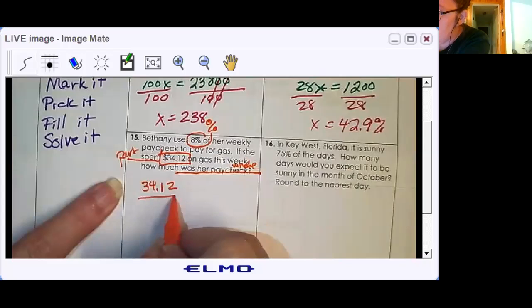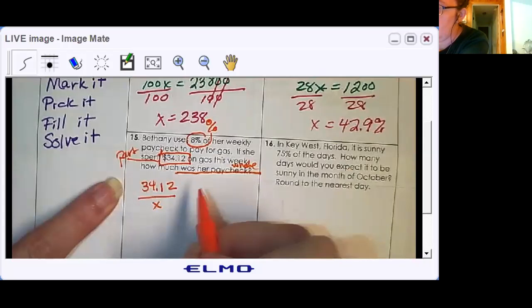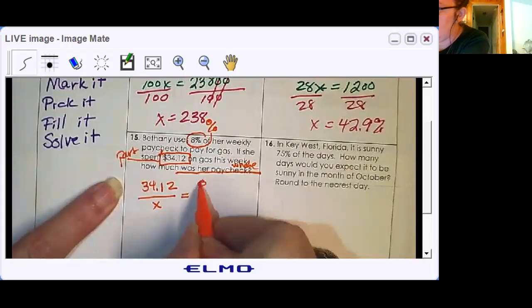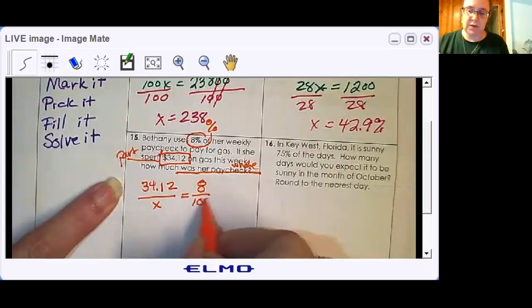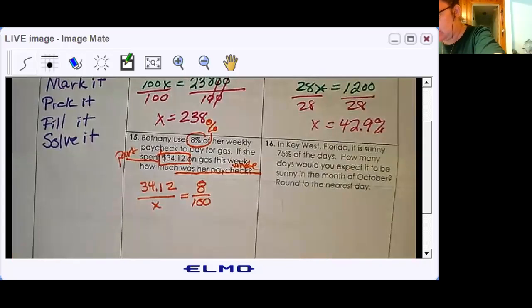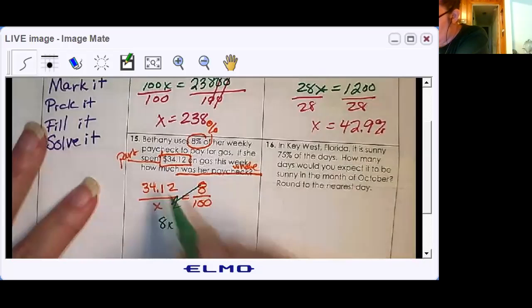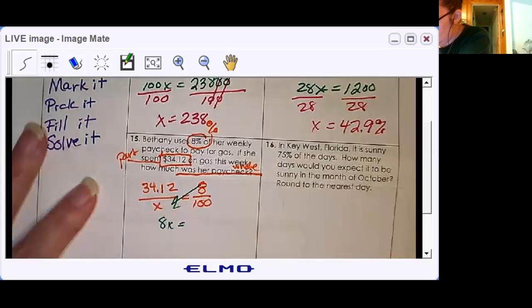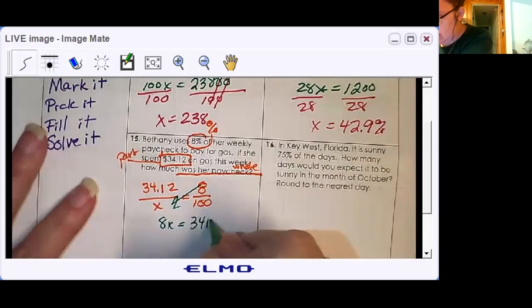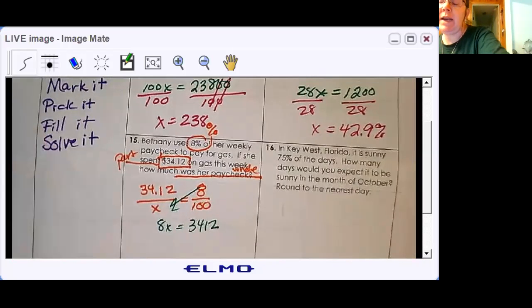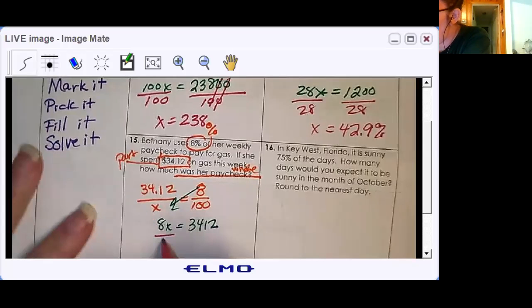$34.12 is some part of her paycheck. And according to the formula, that should be 8% of her paycheck. So that gets us started. Now we're going to cross multiply. 8 times x and 34.12, so $34.12 times 100 is 3,412. Now I need to know what x is. So now is where the dividing comes in. Divide both sides by 8 to get the variable by itself.